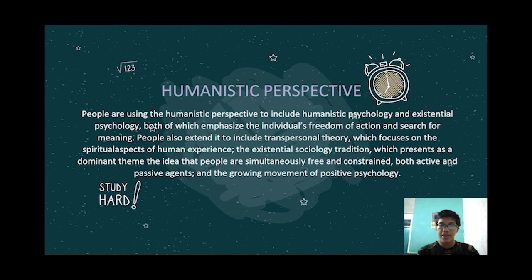And the last one is the humanistic perspective. People use the humanistic perspective to include humanistic psychology and existential psychology, both of which emphasize the individual's freedom of action and search for meaning. People also extend it to include transpersonal theory, which focuses on the spiritual aspect of human experience. The existential sociology tradition presents as a dominant theme the idea that people are simultaneously free and constrained, and active and passive agents, and the growing movement of positive psychology.